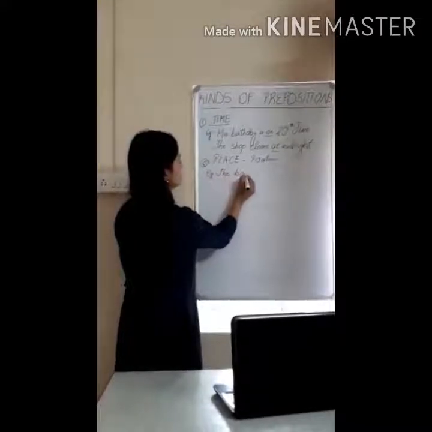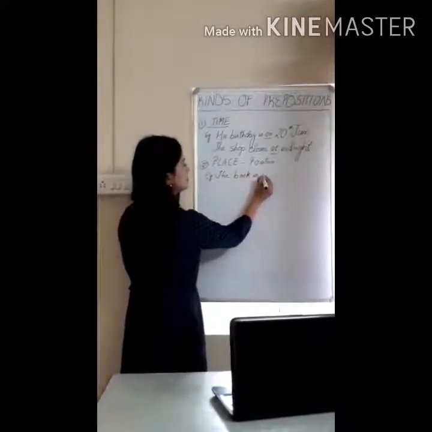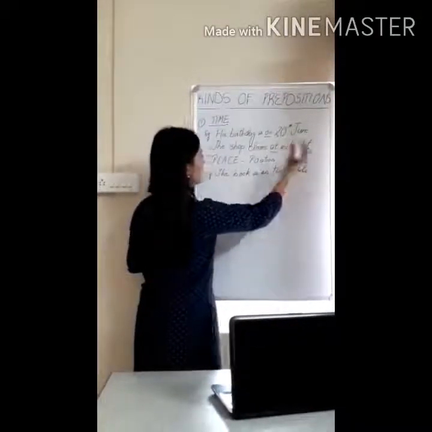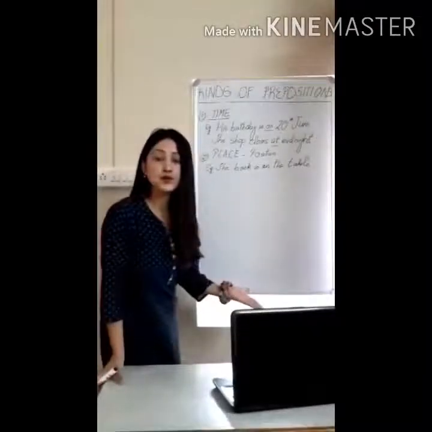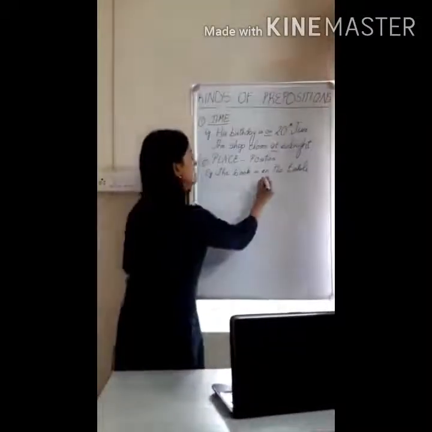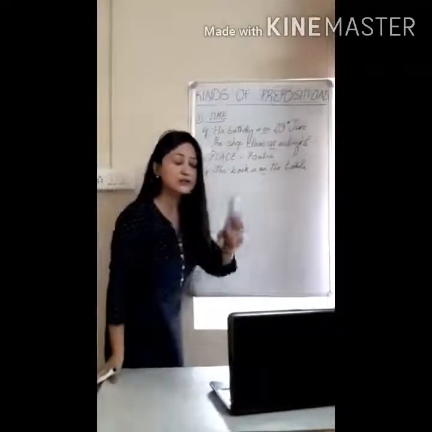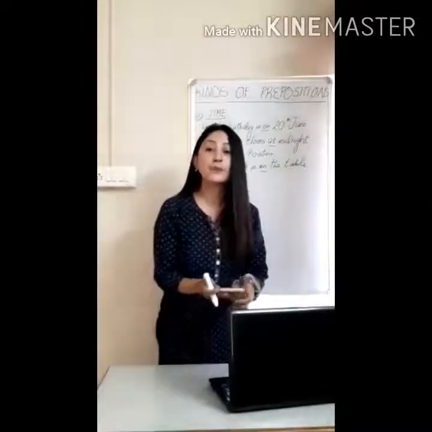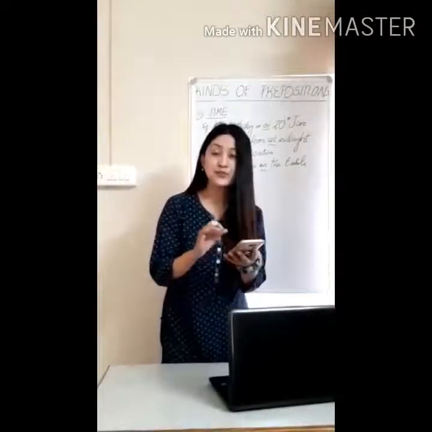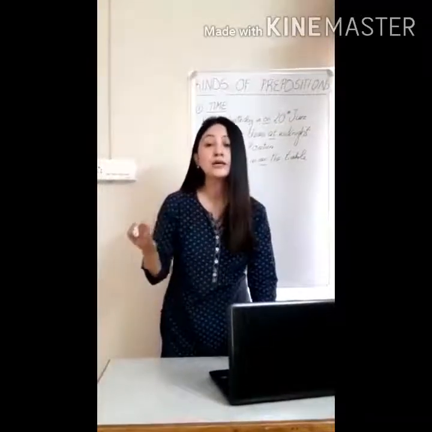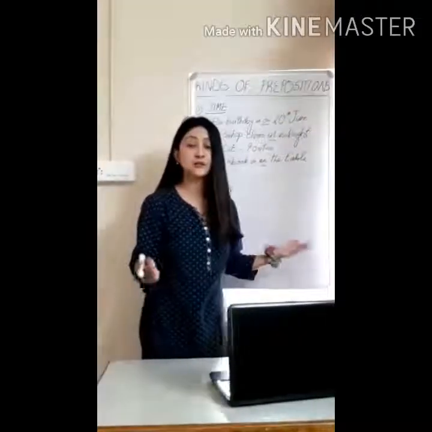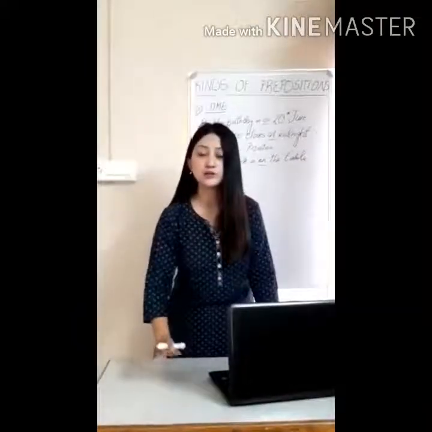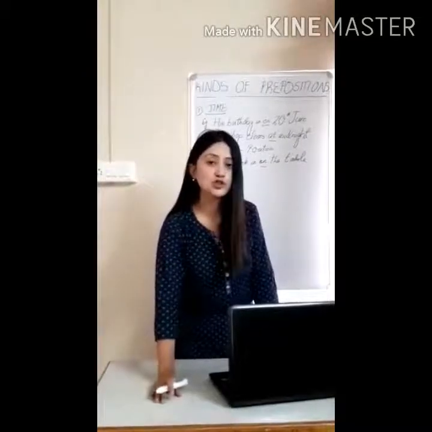The book is on the table. So look here. Where is the book placed? The book is on the table. So here on is not used as a preposition of time, but here on is used as a preposition of place because it gives us the hint of the place or the position, especially the place. So the book is on the table. Where is the book? On the table. So on becomes the preposition of place.